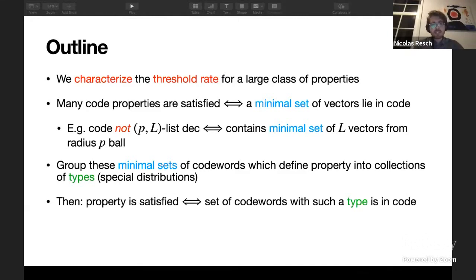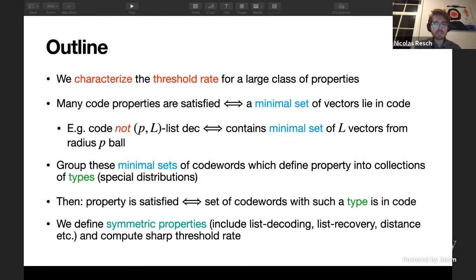And then essentially, based on what we've done so far, we could say that a property is satisfied if and only if some set of code words with one of these types happens to lie in the code. Right, so we can go from talking about some property to a set of types, and we just need to ask when a set of code words with one of these types happens to lie in a random code.